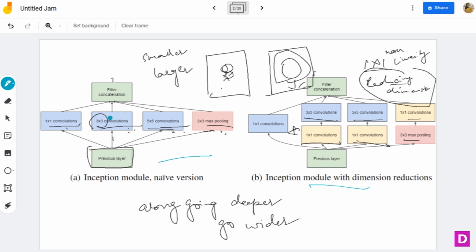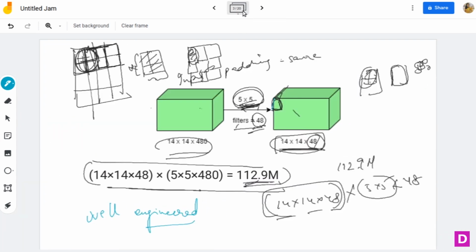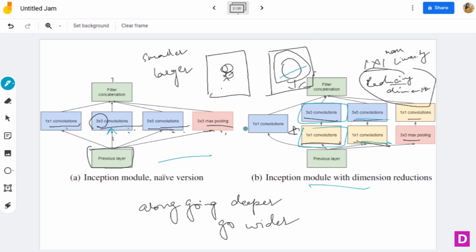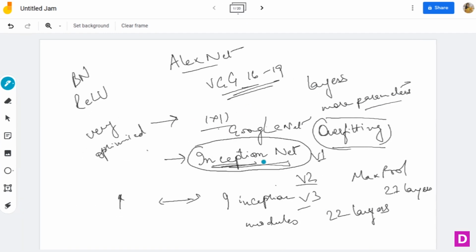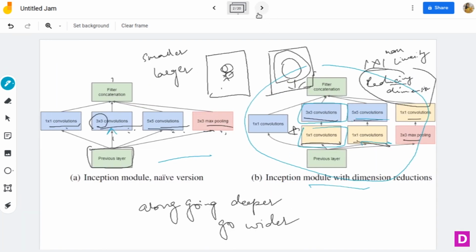So what they have done is, instead of directly doing a 3x3 convolution, they first do a 1x1 convolution, followed by a 3x3 convolution. In the same way, 1x1 followed by a 5x5 convolution. So now let us look into the whole model. We know that this is the module that we will be using, but let us look at the whole thing together as one. What is InceptionNet? Right now we just know about the Inception module.